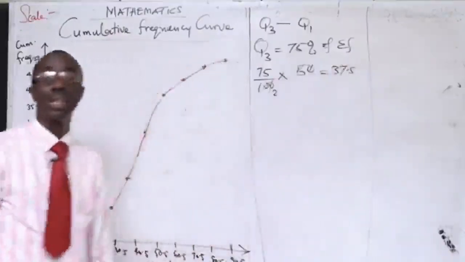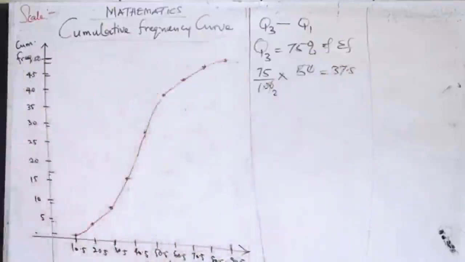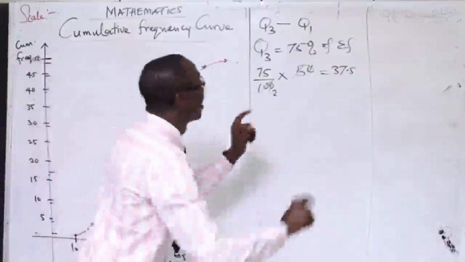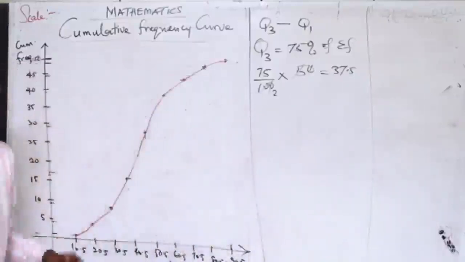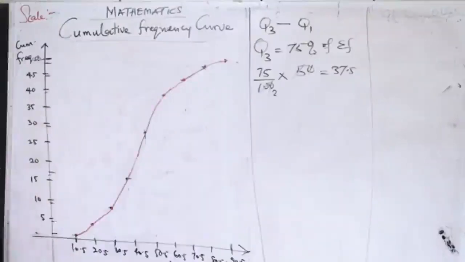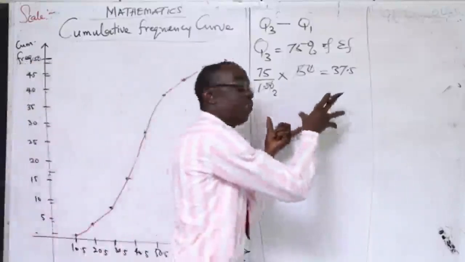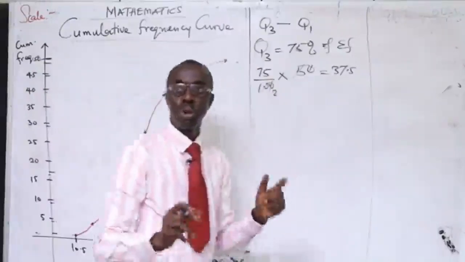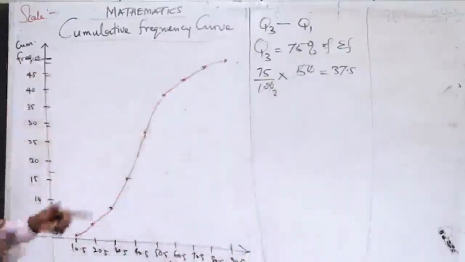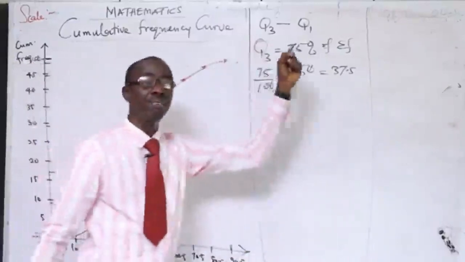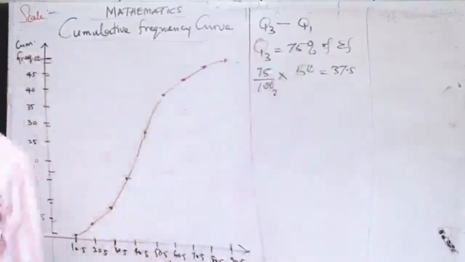That is not the answer. You are expected to locate 37.5 on the graph. I told you, locate 37.5 on the graph, you get the value of Q3 first. You go to Q1, locate the value again, before you now find the difference. That is what we said.